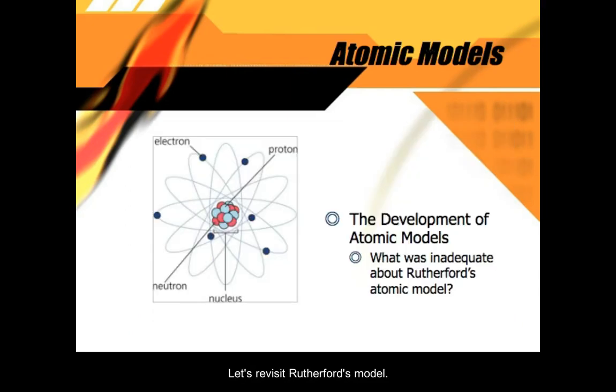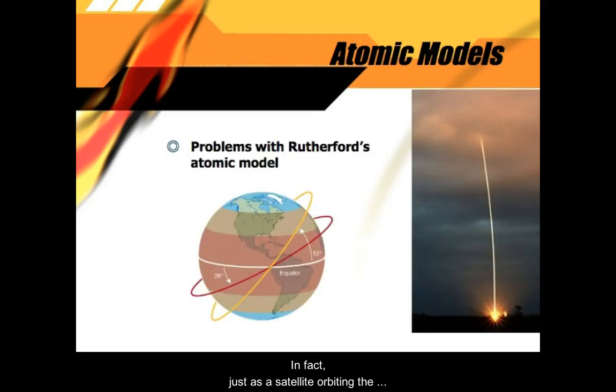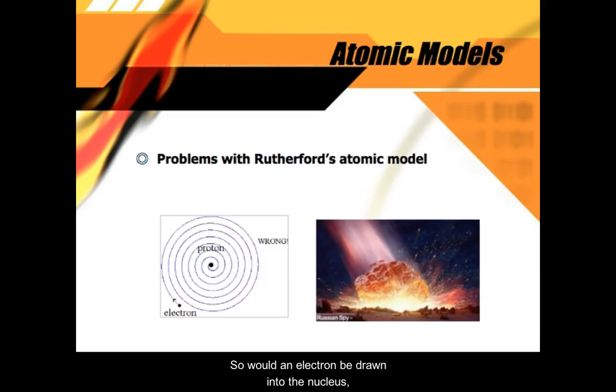Let's revisit Rutherford's model. While Rutherford had a great deal of experimental evidence showing that the atom is mostly empty space with a small, central, solid, positively charged nucleus, his model was less successful when it comes to the electron. In fact, just as a satellite orbiting the Earth eventually loses speed and comes crashing down, so would an electron be drawn into the nucleus, thus obliterating the atom itself. Since that doesn't happen, that's a bit of a problem.